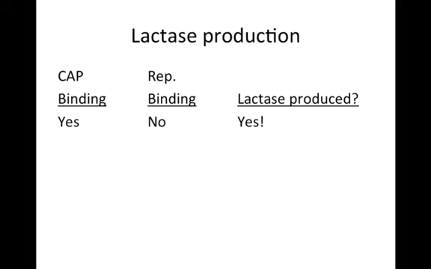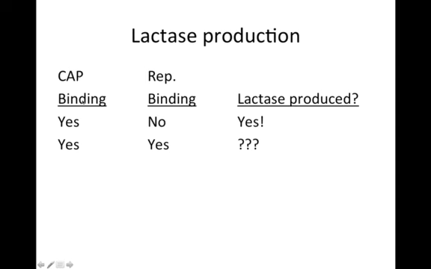So let's take a step back and just go through this. Before we get into the details of CAP binding, we now know we have two different sites. We can have CAP binding and then we can have repressor binding. We've said that if CAP is binding, that's good for lactase production, and if the repressor is binding, that's bad. So it stands to reason that if we have binding of CAP but not binding of the repressor, lactase will be produced. However, some of these other ones, it's not clear.